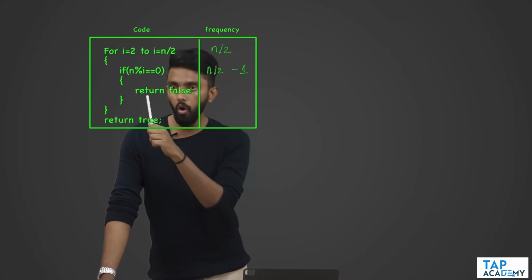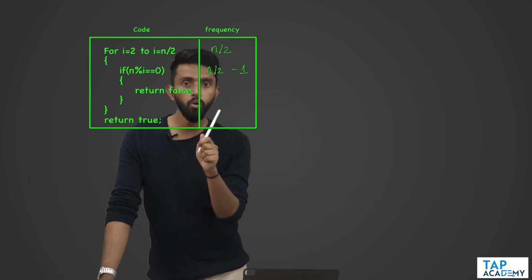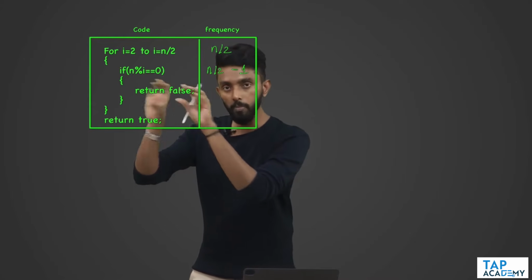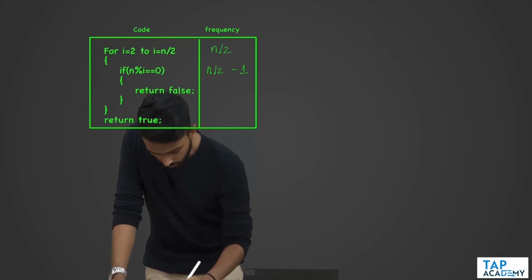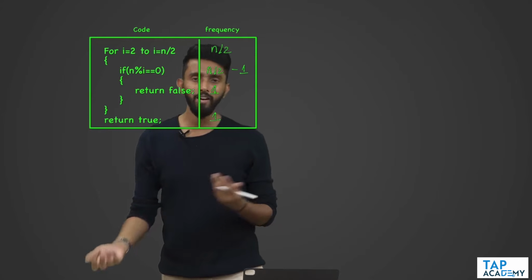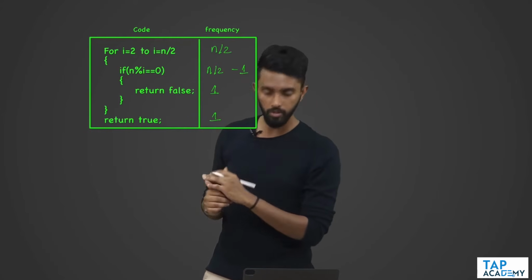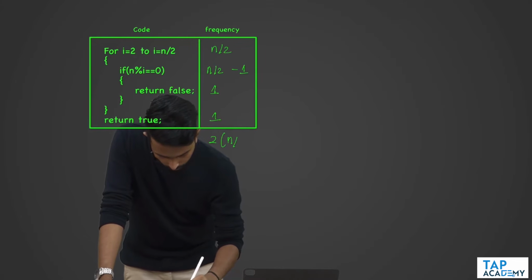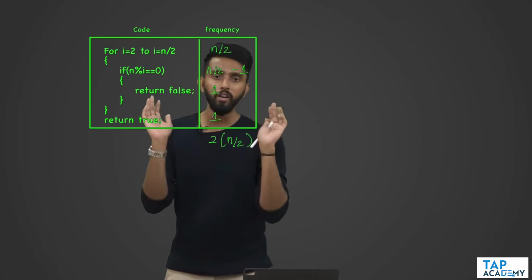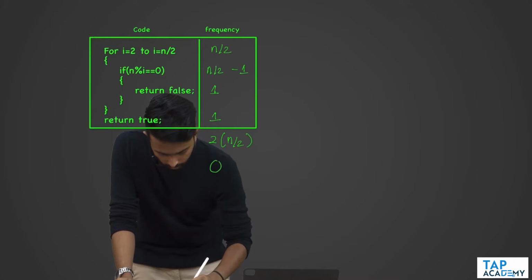Please remember, all return statements will execute only once, because the meaning of return is that the moment it returns, control comes out of the function. So this executes once, this executes once. And you already know constants don't matter to us, which means if I add it, I will get something like 2n divided by 2. There also, if I remove constants, my time complexity will be big O of n.